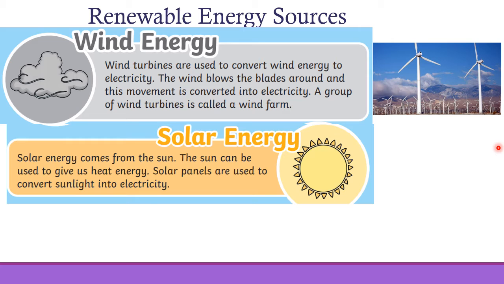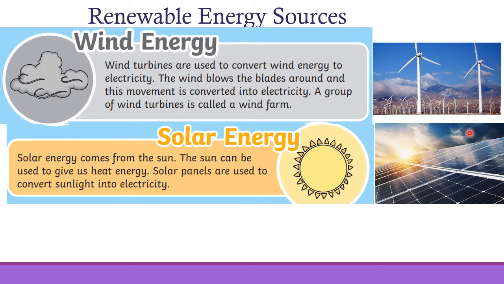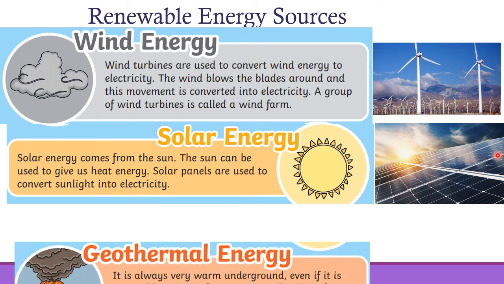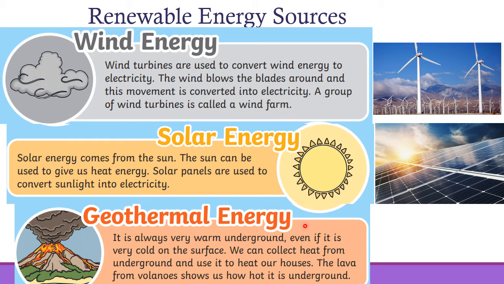Solar energy, and solar energy comes from the sun, and the sun can be used to give us heat energy as well as be converted into electricity. So we convert the sunlight into electricity and heat energy. And we use solar panels for these, and you might have seen them on the roofs of houses, or you might have seen them in what are called solar farms, where there's lots of solar panels lined up next to each other and pointed towards the sun. And geothermal energy. It's always very warm underground, even if it is very cold on the surface, and we can collect the heat from these underground sources and use it to heat our houses.